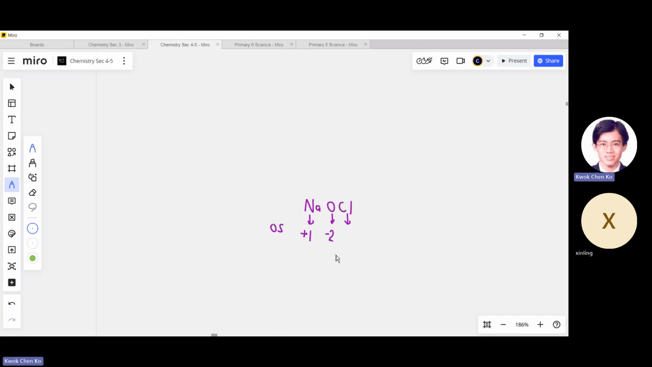Chlorine, this is the difficult one. It's now combined with oxygen. So please do not write -1. It's not -1. Because chlorine is combined with oxygen here. Anytime you see O and Cl together, be very, very careful. This has come out, I think, in this year's O level. Be very careful. What's the OS then for chlorine, Angel? Yes. This is not -1, instead it is +1.